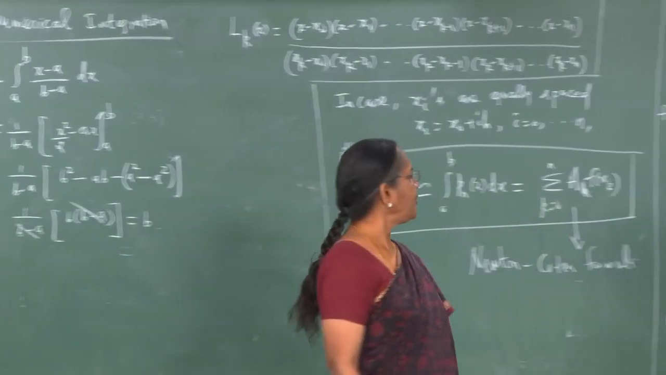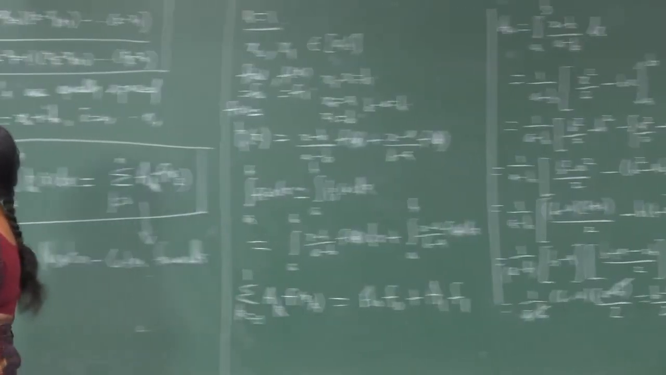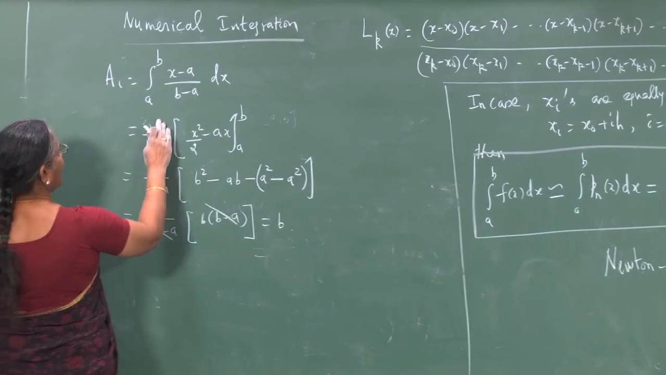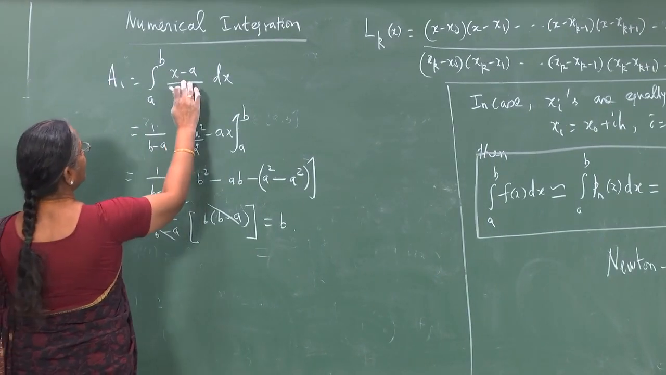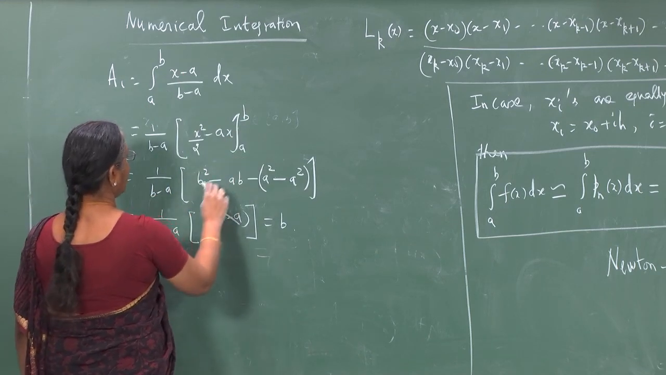Let us now evaluate the second constant a1, which is integral a to b x minus a by b minus a. So that will be 1 by b minus a into x square by 2 minus ax between a and b.